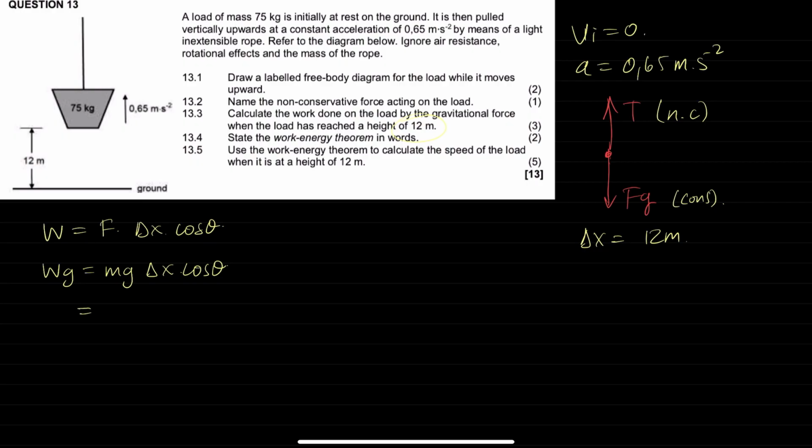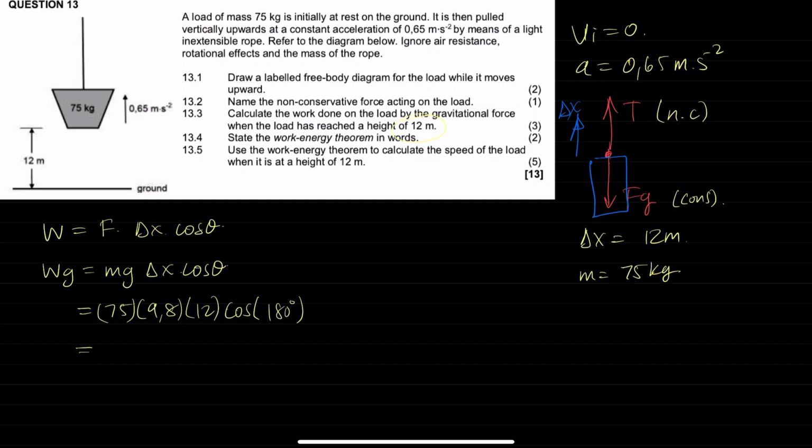Now, the mass of the object, they've given it to us as 75 kilograms. So 75, and then the acceleration due to gravity is 9.8. Delta x is 12 meters, and then cos of 180 degrees. Now we're going to use 180 degrees because gravity is pointing downward, but the block is moving upward. So there's a 180 degree separation between the two vectors. And so we're going to get that the work done by gravity is negative 8820 joules.